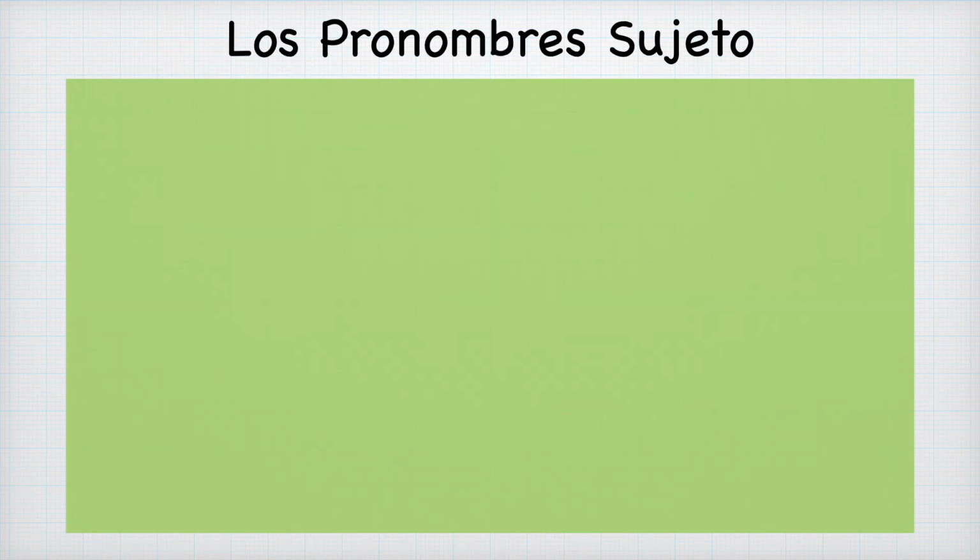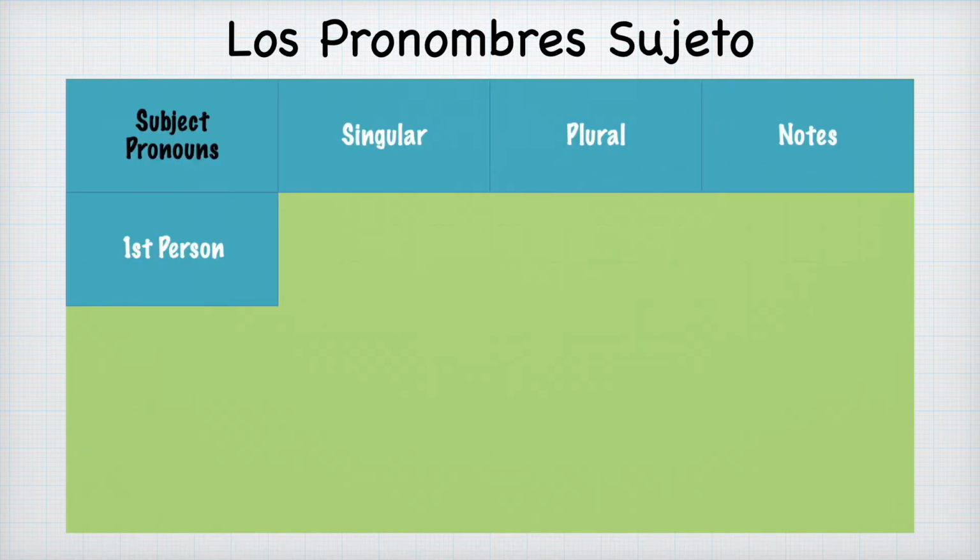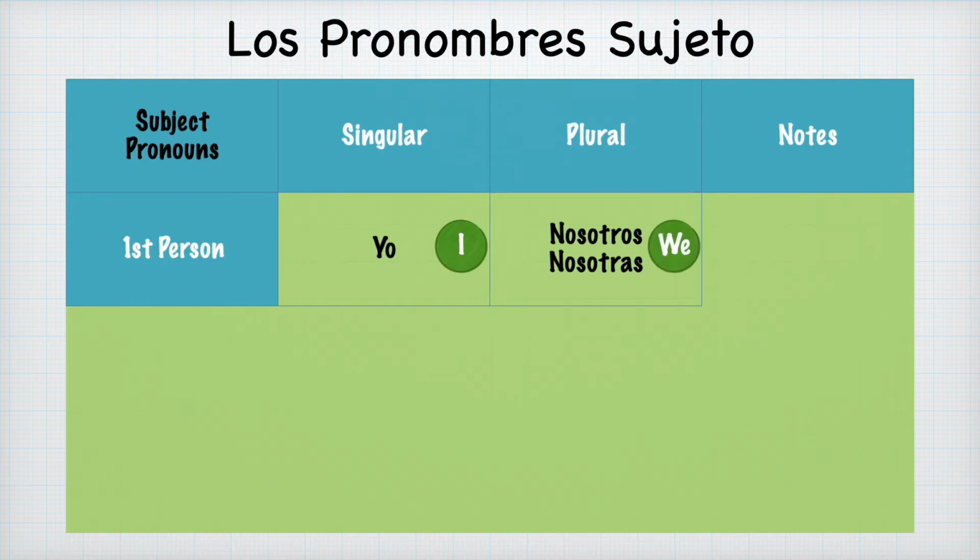Today we're going to talk about the subject pronouns, los pronombres sujeto. For the first person singular, we have yo. Yo. It means I. In plural, we have two. Nosotros, nosotras. Both of them mean we.